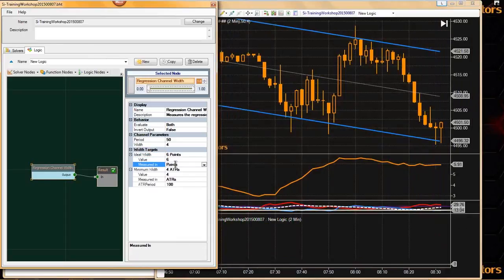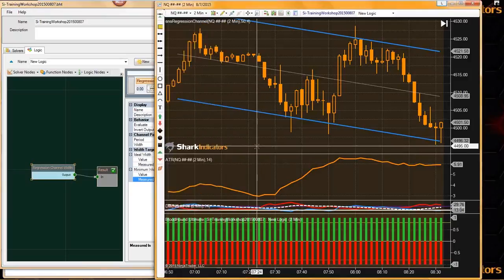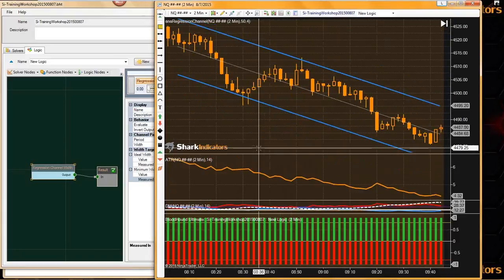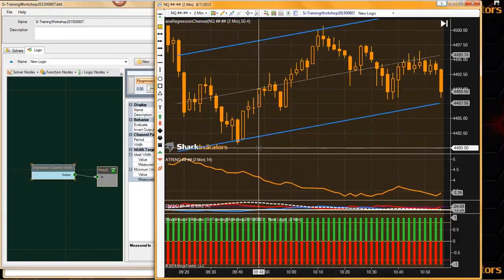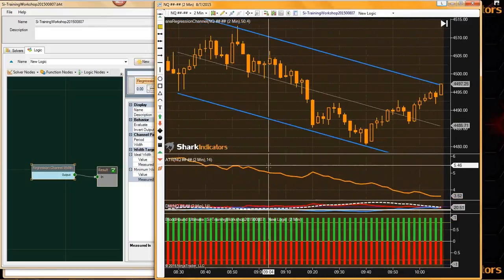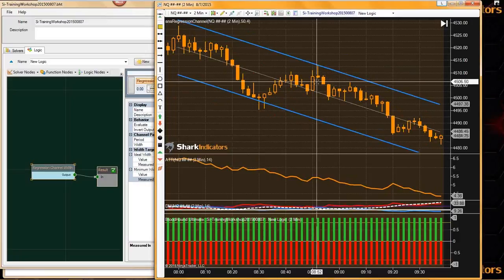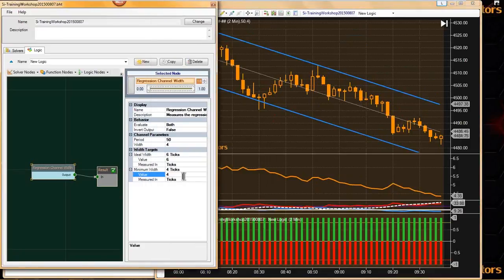But to better understand how this width target works, I'm going to set these to ticks. Ticks are easier to visualize on the chart. I need to find a point on the chart where the channel is pretty narrow. There we go. That channel gets pretty narrow. And so now, let's see.